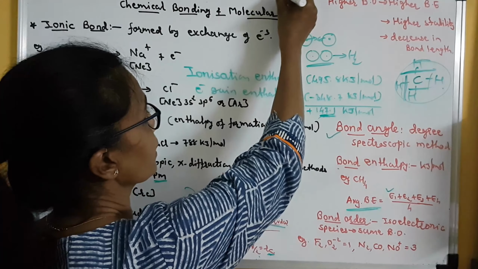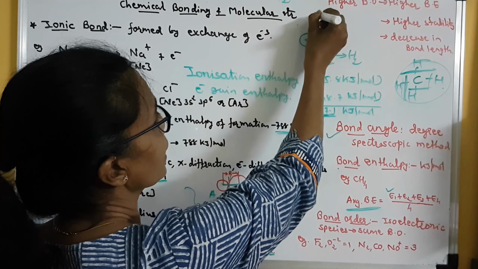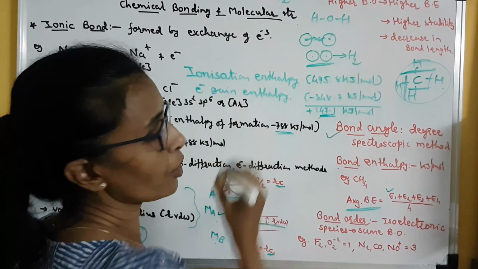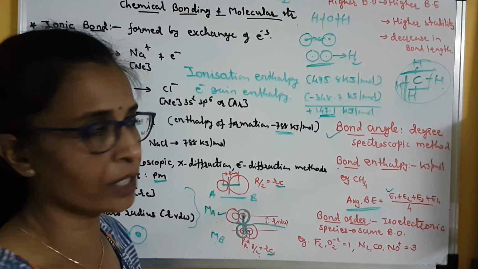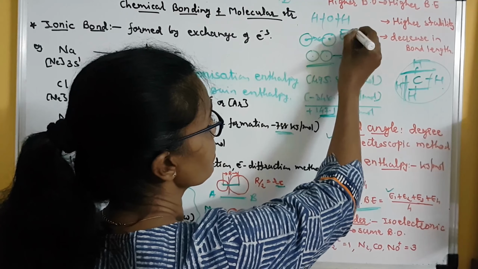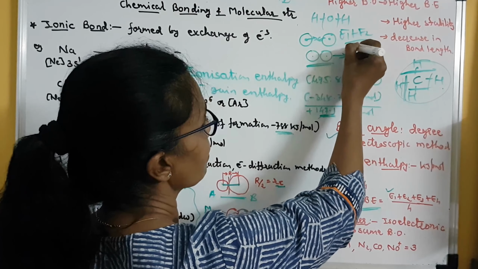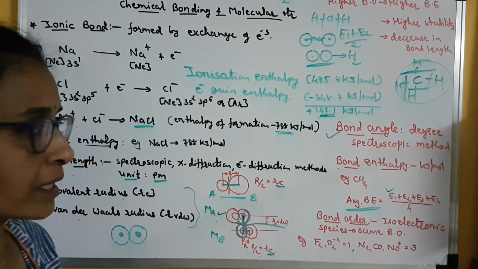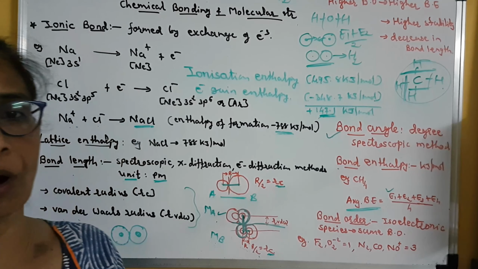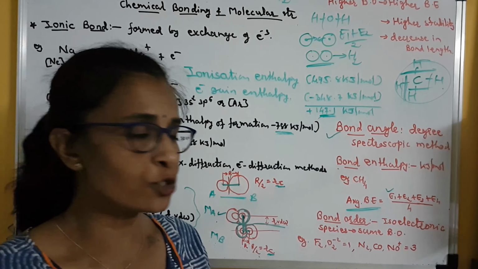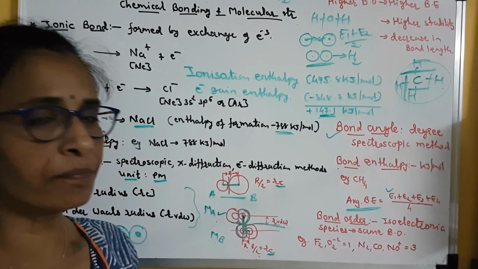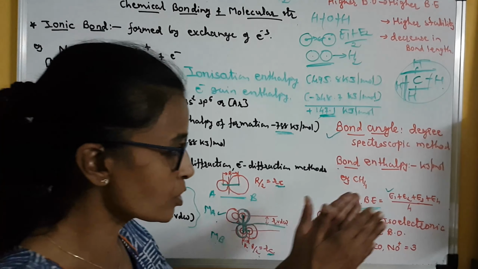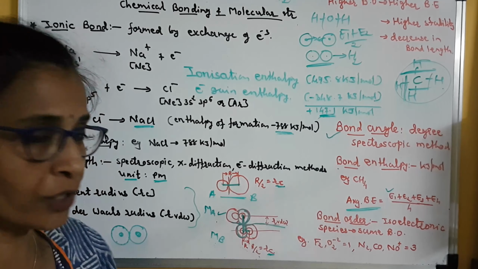Suppose we take water. Then in water, there are 2 hydrogen-oxygen bonds. Clear? So I am breaking 2 hydrogen-oxygen bonds. So in this case, it will be E1 plus E2 divided by 2 only. Is it clear? So the average or mean bond enthalpy is equal to the sum of the bond enthalpies divided by the total number of bonds broken. Here, this you have to remember.